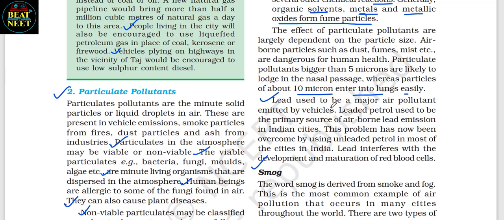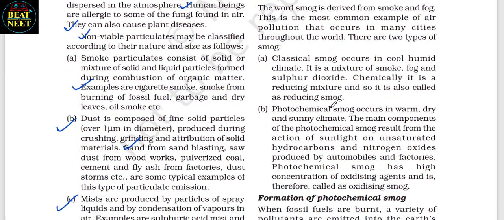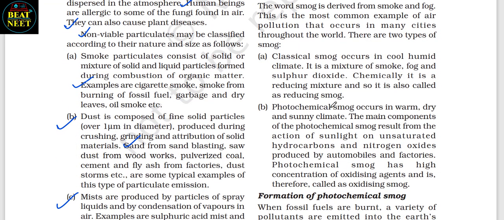Smog. The word smog is derived from smoke and fog. This is the most common example of air pollution that occurs in many cities throughout the world. There are two types of smog. Number 1, or A. Classical smog occurs in cool humid climate. It is a mixture of smoke, fog and sulfur dioxide. Chemically it is a reducing mixture and so it is also called reducing smog.